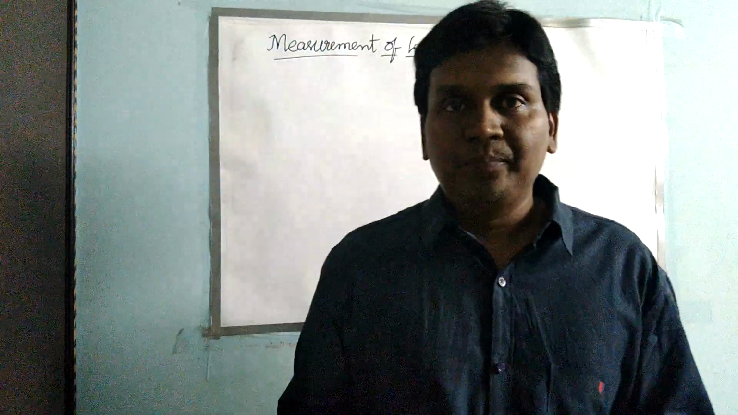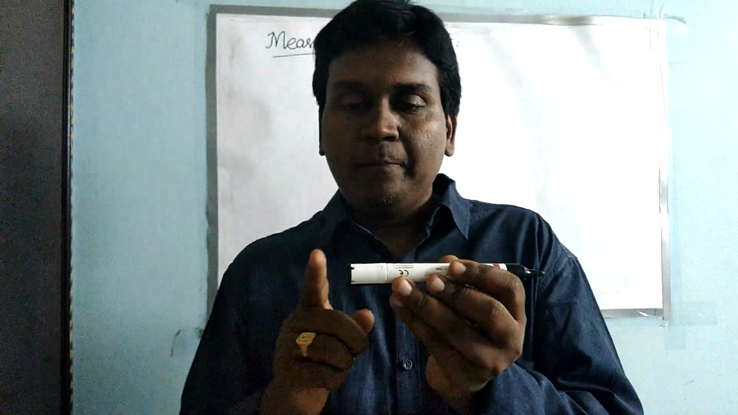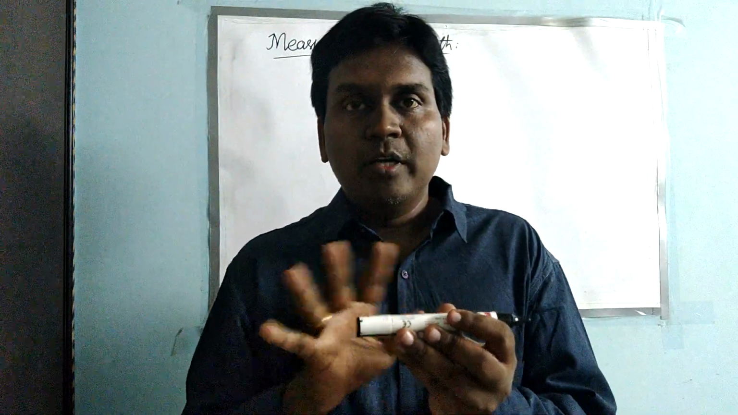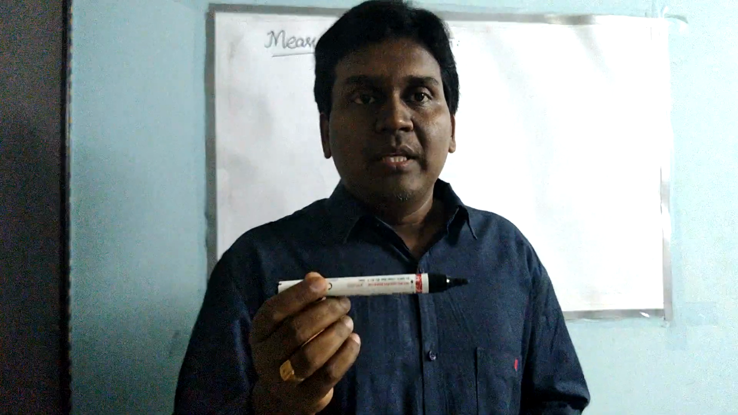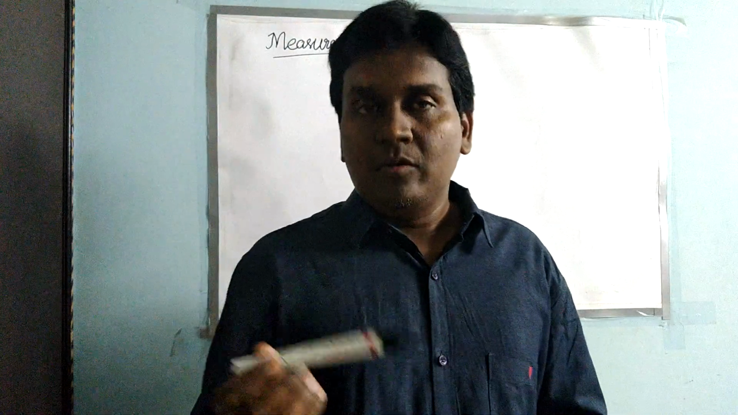In the direct method, if the endpoints, for example if you consider this pen, this is one end and this is another end, if these two ends are reachable, we are able to reach the two ends, then we can consider the direct method. And if only one endpoint is reachable and the other endpoint is somewhere else, far away from us, then we have to go for the indirect method.